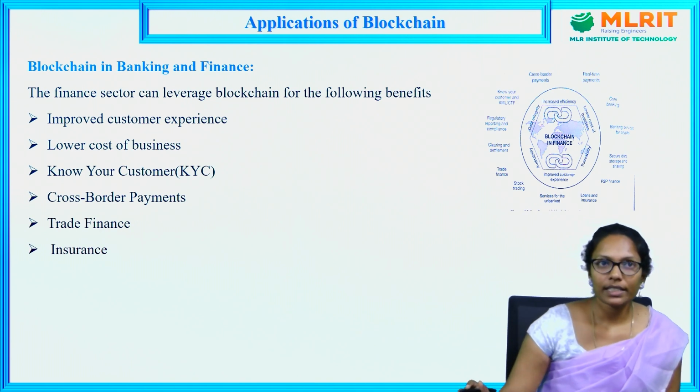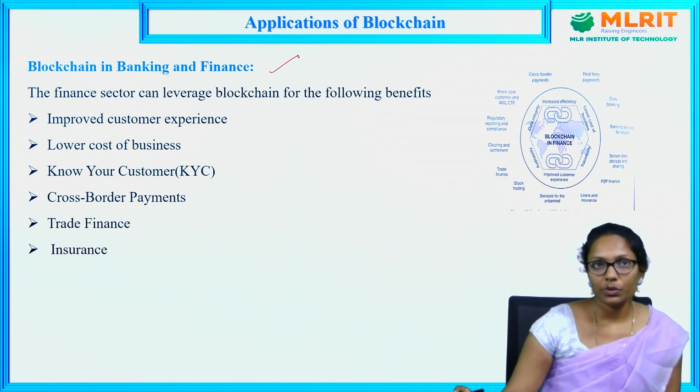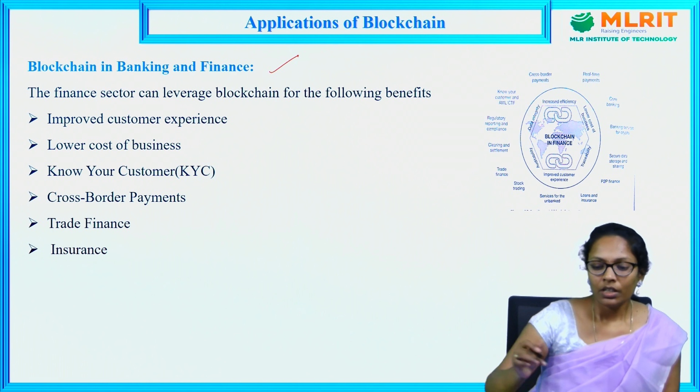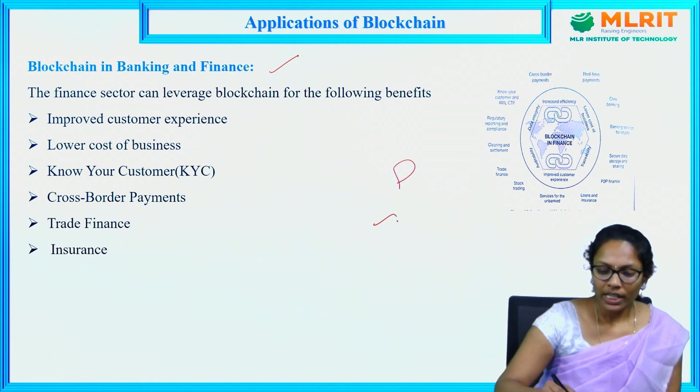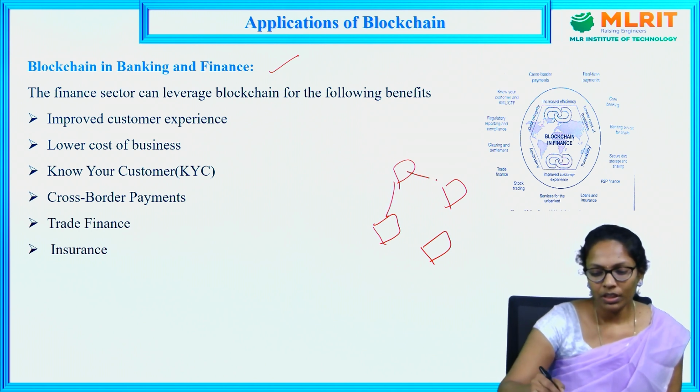So, the first category is blockchain in banking and finance. How is blockchain used in the banking and finance sector? We know blockchain is a decentralized distributed ledger. Each and every node maintains a copy of the ledger, so the data is secure, and we can overcome the single point of failure. Basically, it will be useful in the banking sector.